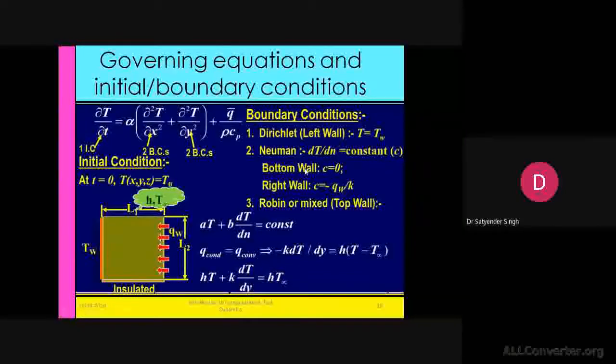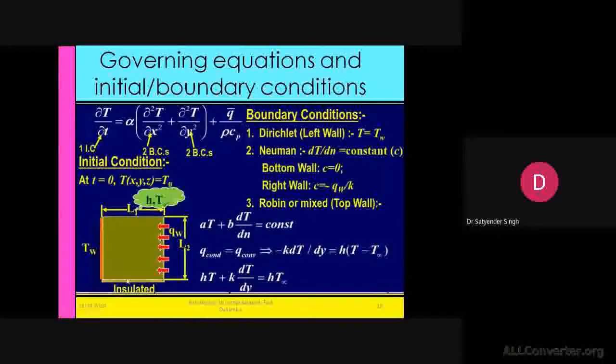And then the third one is the Robin or mixed boundary condition, which is the combination of the first two. Let me explain it here. Let's say we have one plate which is at a higher temperature on its left side. There we have applied a temperature that is known to us. There I have applied the Dirichlet boundary condition.